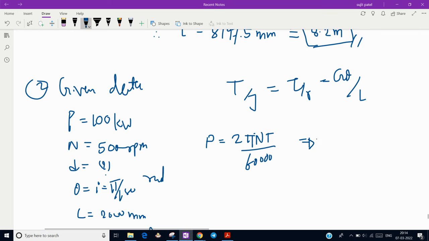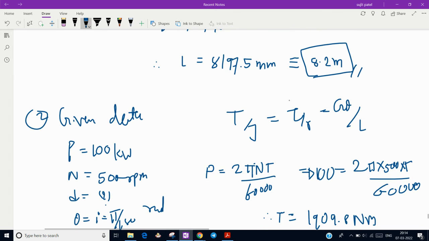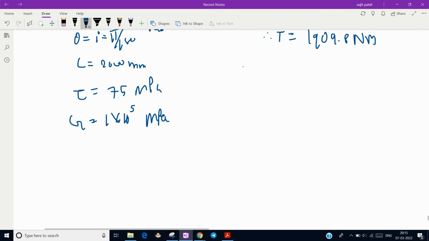So put the value over here: 100 kilowatt, 2 pi N with 500 rpm, into torque, divided by 60,000. So you can find the torque, that is 1909.8 Newton meter. Now we have two equations, T by J equals tau by R, and we can formulate another group, T by J is equal to G theta by L.